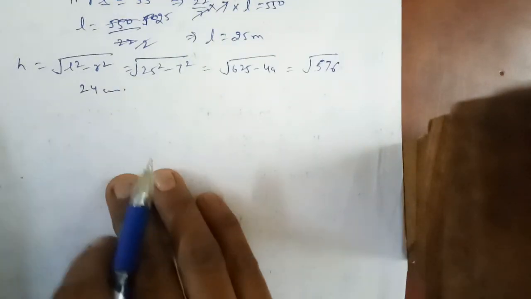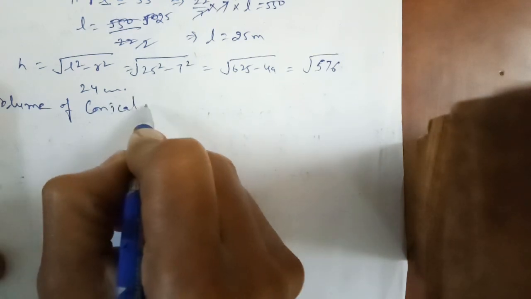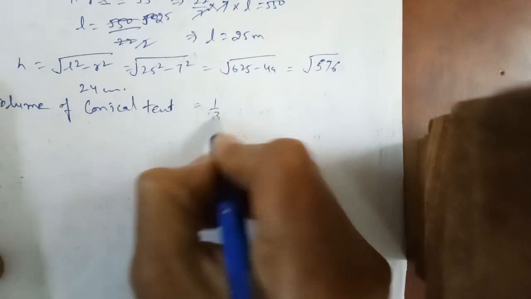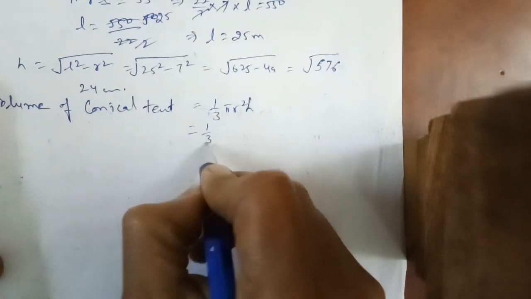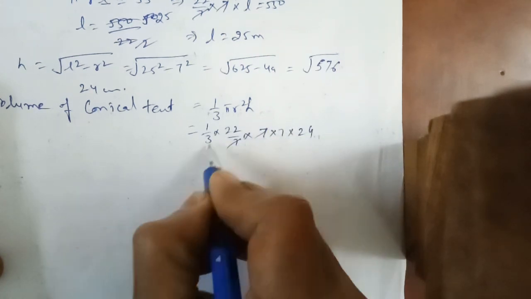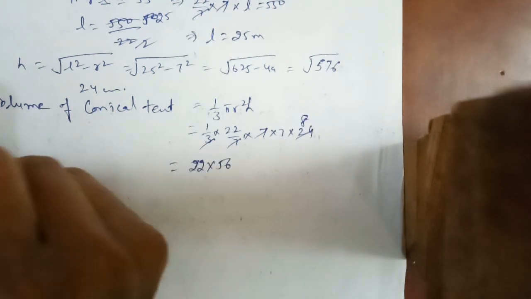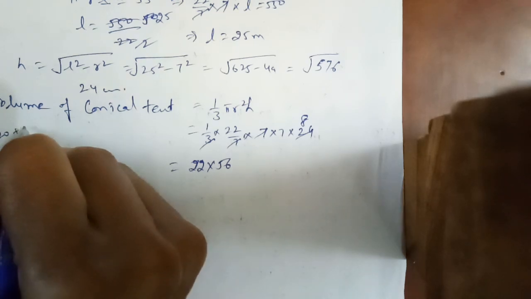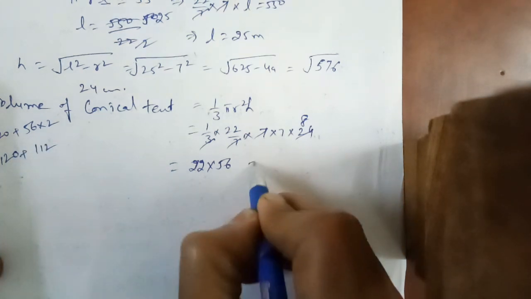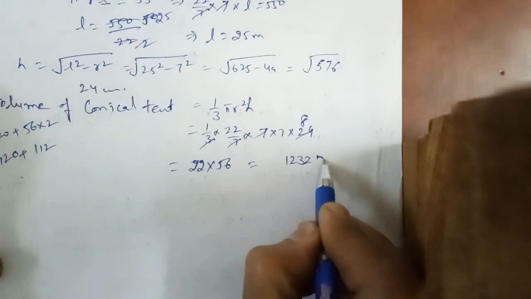Now we have to find the volume of the conical tent. What is the volume of the conical tent? Its formula is 1 by 3 pi r square h, that is 1 by 3, 22 by 7, 7, 7, 24. 7 cancel, 24 cancel, 22 into 56. 56 into 20 plus 56 into 2, that is 1232. That is the answer of this question.